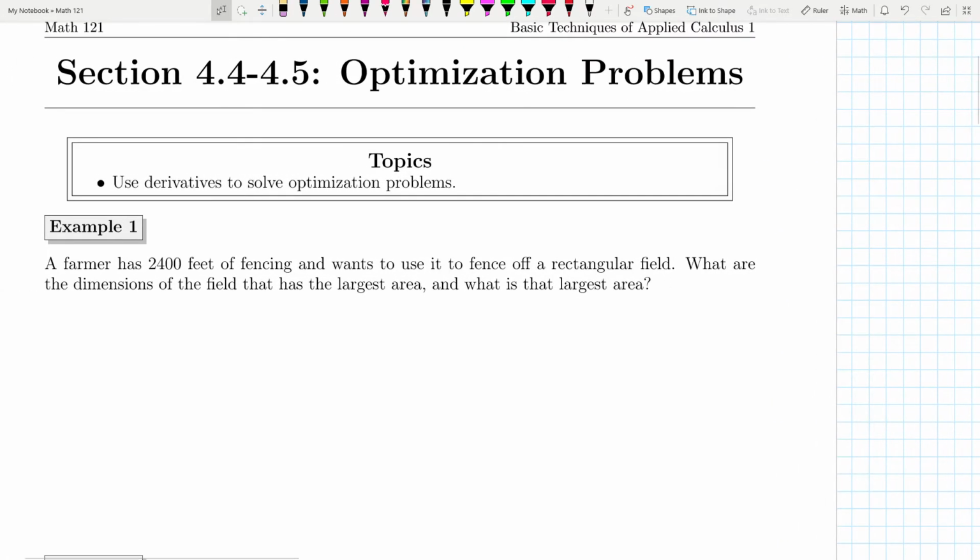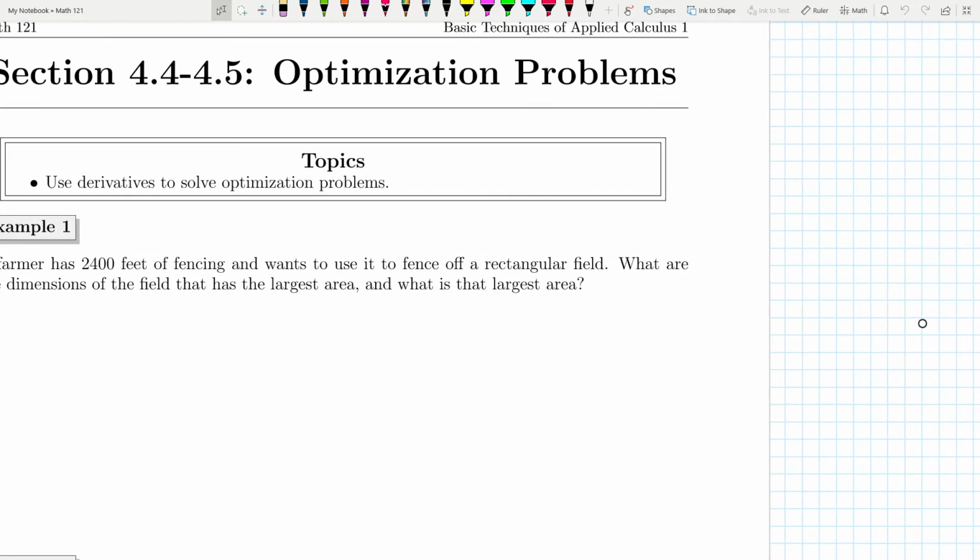So, for example, a farmer has 2,400 feet of fencing and wants to use it to fence off a rectangular field. What are the dimensions of the field that has the largest area? And what is that largest area? So, well, let's see what do we do about this one.